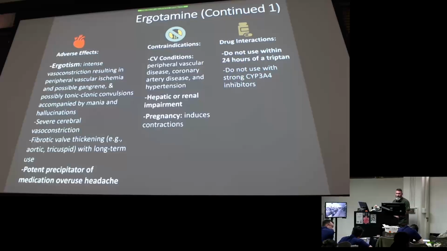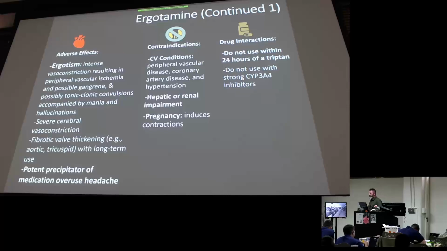Severe cerebral vasoconstriction. Long-term use causes fibrotic valve thickening, aortic and tricuspid, and a severe precipitator of the medication overuse headache. Contraindications, anything related to vascular, right? So CV conditions, peripheral vascular disease, coronary artery disease, hypertension, liver issues, kidney issues, and guess what? Yeah, don't use it in pregnancy.